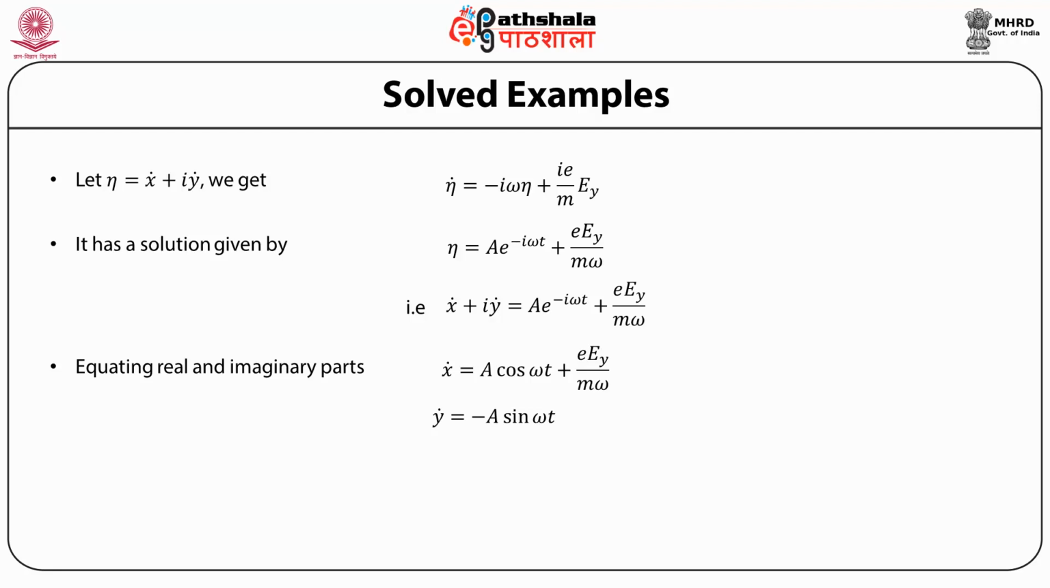Now, these are first order differential equations. We can just integrate them with respect to time, and x is equal to A by omega sine omega t plus e Ey by m omega t, and y is equal to A by omega cosine omega t, where the integration constant is equal to 0 because of our initial conditions.